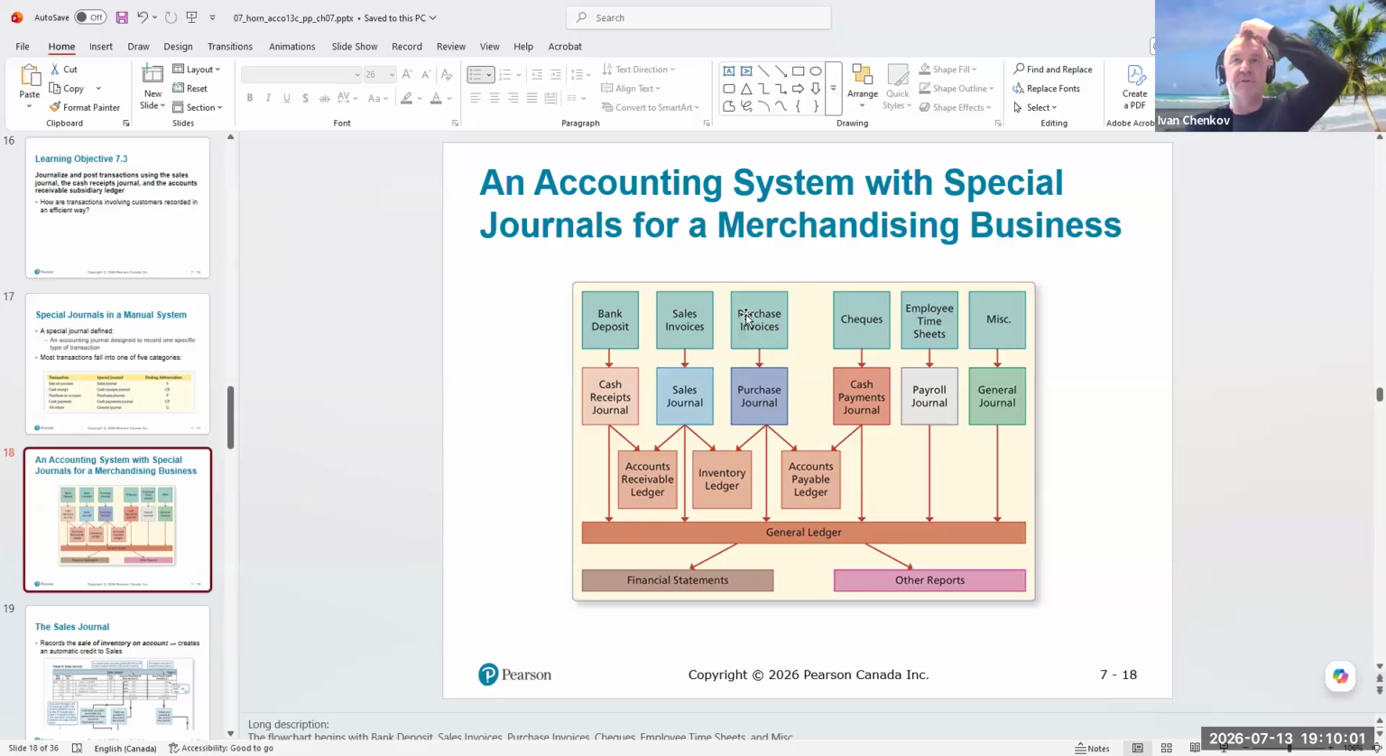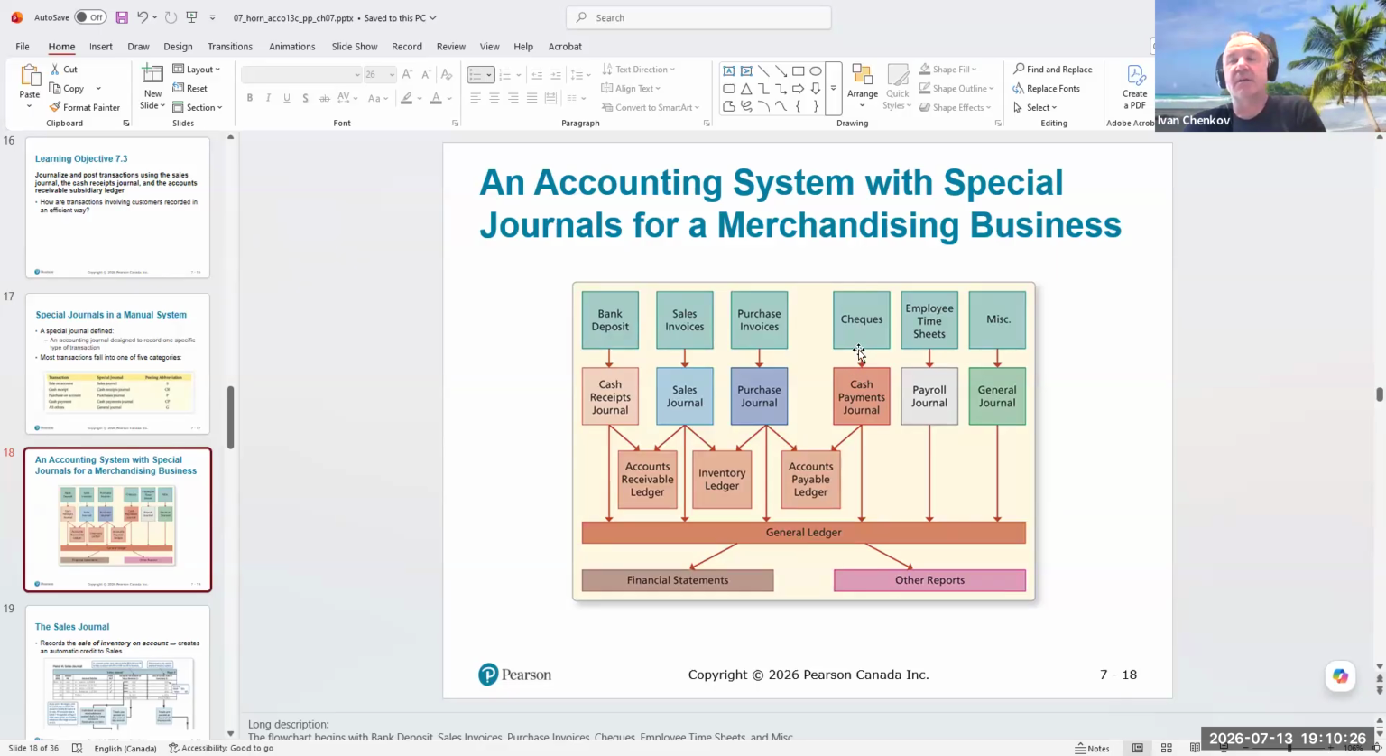Now, for the purchase invoices, it has to update accounts payable for the amount that we owe, and inventory, which we purchase, so increase the inventory and increase accounts payable. And if it's related to expenses, anything like that is going to go directly to the general ledger.